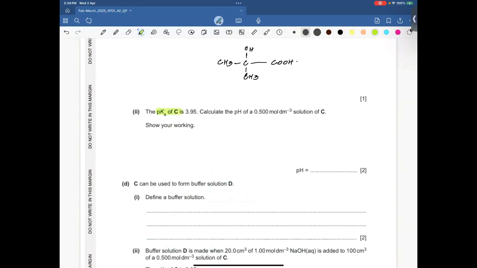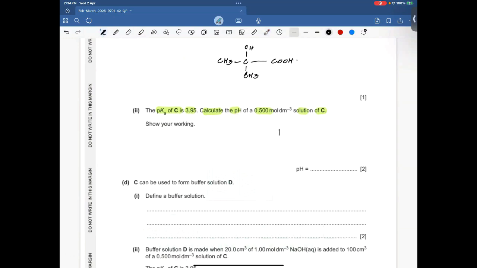The pKa of C is 3.9. Calculate the pH of 0.5 mole per dm cube solution C. Since it is a carboxylic acid, it is a weak acid. So in order to calculate the pH of any weak acid, I'm going to use this formula, if you remember: pH equals minus log under root Ka times the concentration of this acid, which is represented by HA.